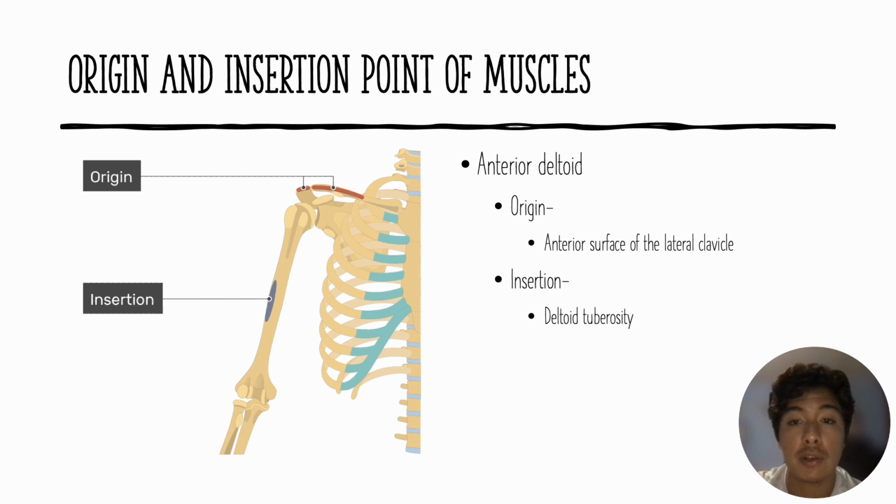For the origin and insertion points, we will start with the anterior deltoid, where the origin is the anterior surface of the lateral clavicle, which is the long red line you see on the image to the left, and the insertion is the deltoid tuberosity, which you will see is the insertion for the other heads of the deltoid as well. For the lateral deltoid, the origin is the acromion process, which is the little red or orange line that you see on the left image as well, and the insertion is the deltoid tuberosity.